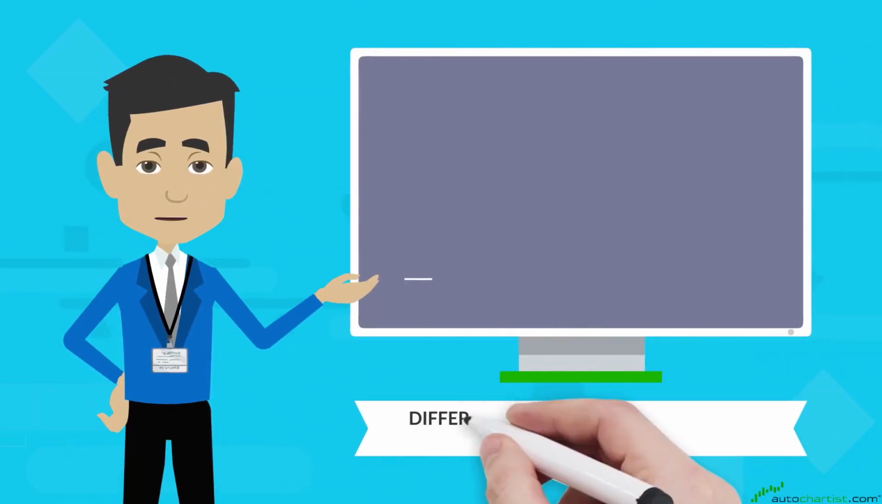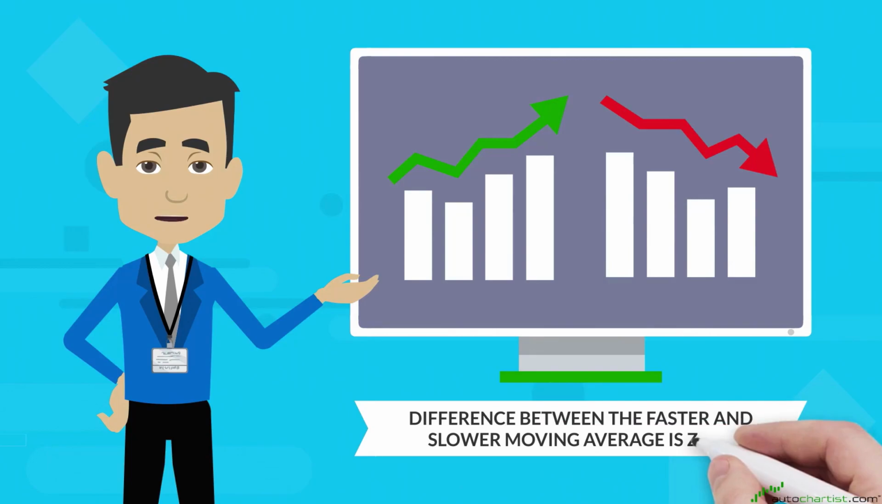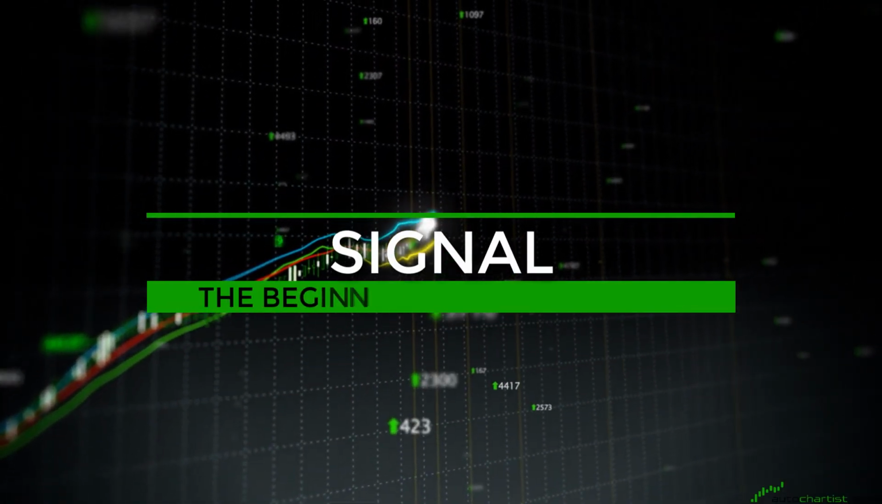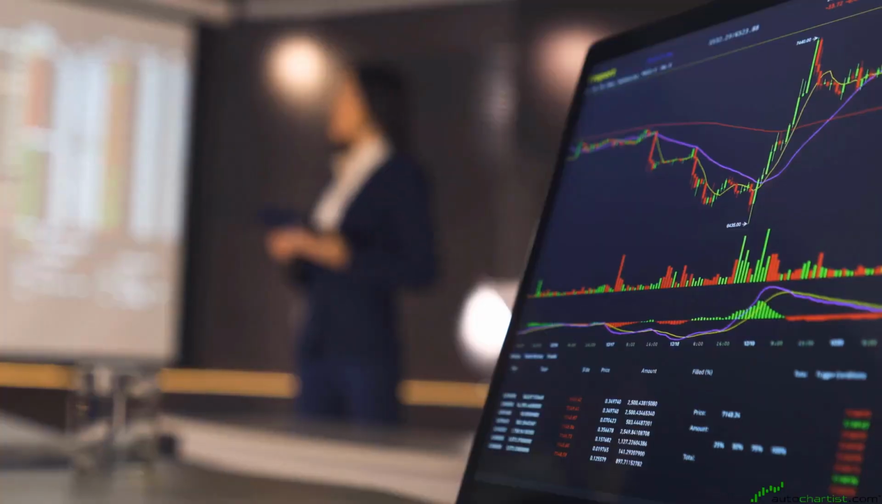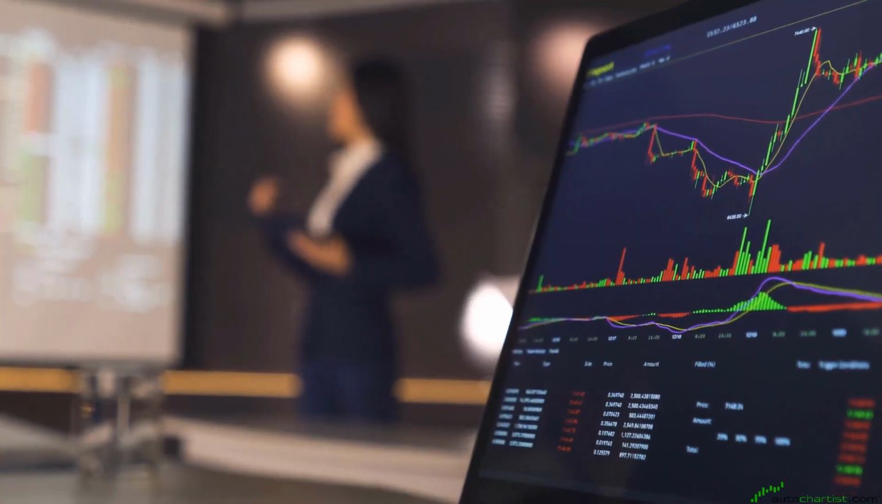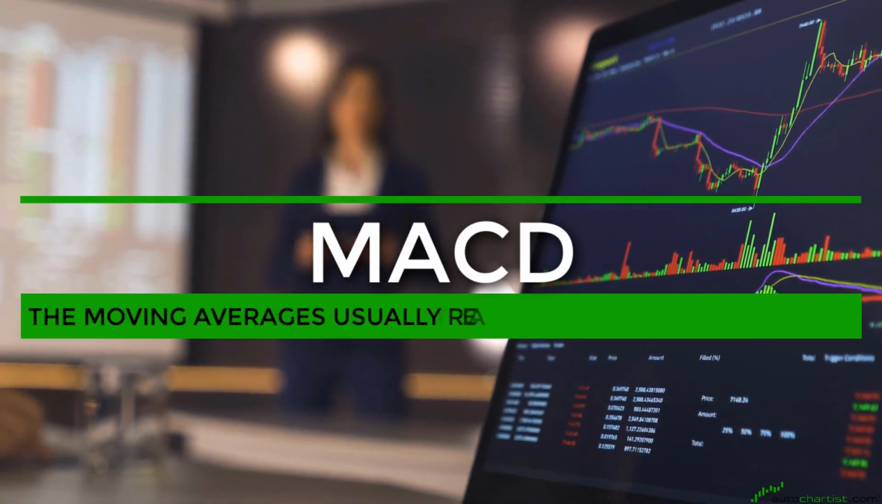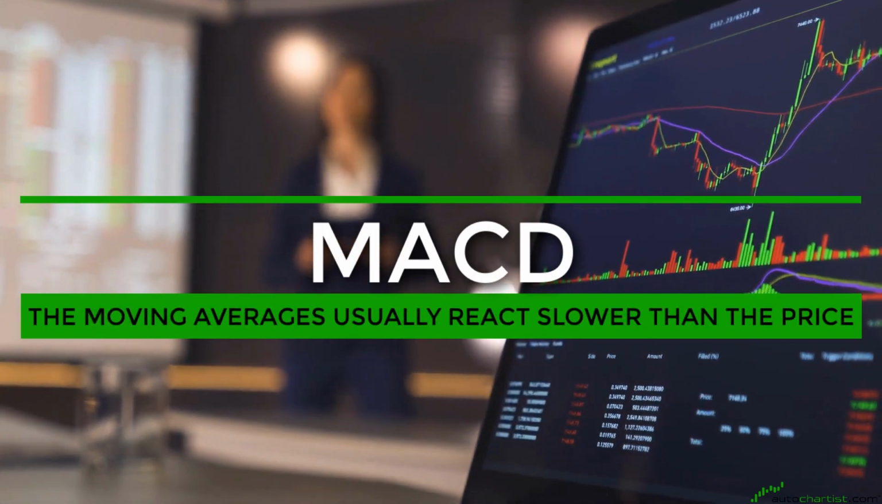For example, when the difference between the faster and slower moving average is 0, you can expect a crossover to take place, which may possibly signal the beginning of a new trend. Even though many traders choose to use the MACD indicator, the negative aspect of the MACD is that the moving averages usually react slower than the price.